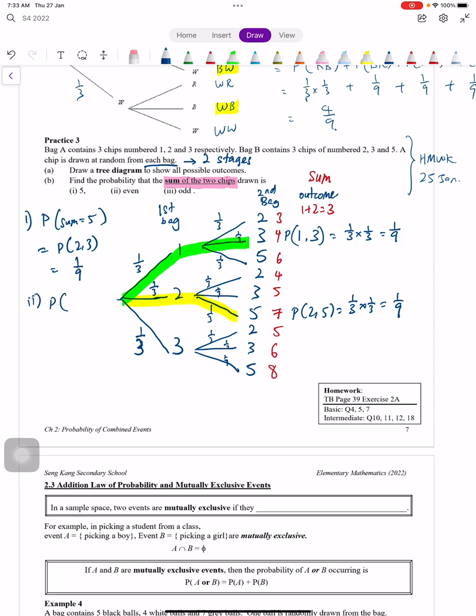Now the probability of even. So let's use a color to help us. The probability of even is actually 1, 2, 3, 4, 5, right? So it will be 5 multiplied by 1 over 9. So this is 5 over 9. The probability of odd will be 1, 2, 3, 4. So this one will be 4 multiplied by 1 over 9, which is 4 over 9.